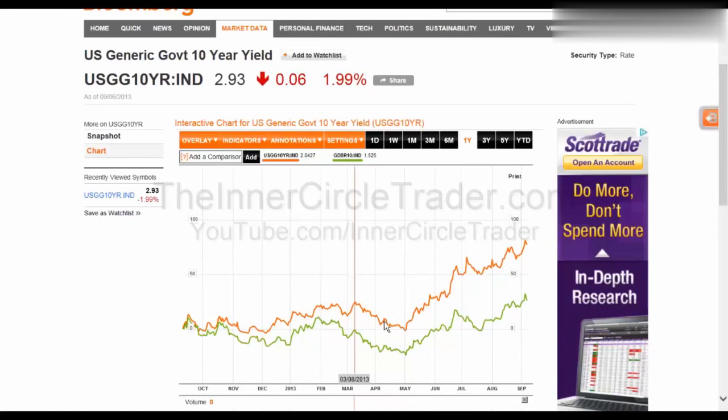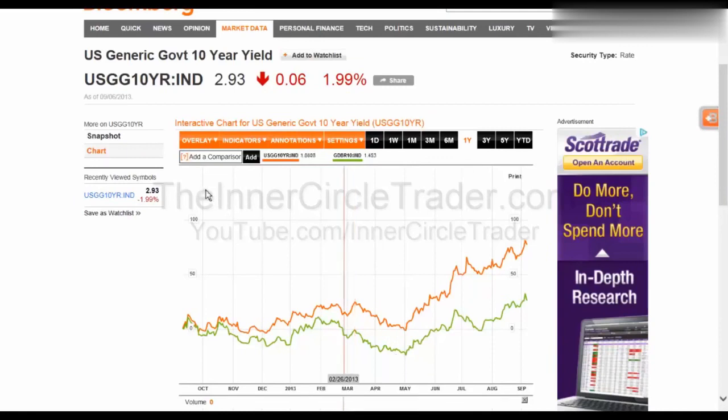Okay, so we have the orange is the US 10-year bond yield, and then you have the green, which is the German, which is closely associated to the Fiber, Euro USD. The green is seen here. Now here's what I want you to look at.